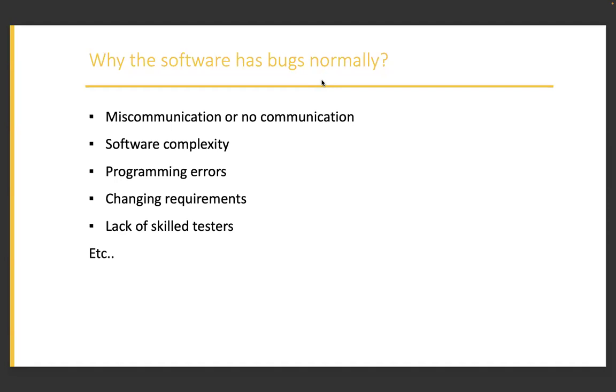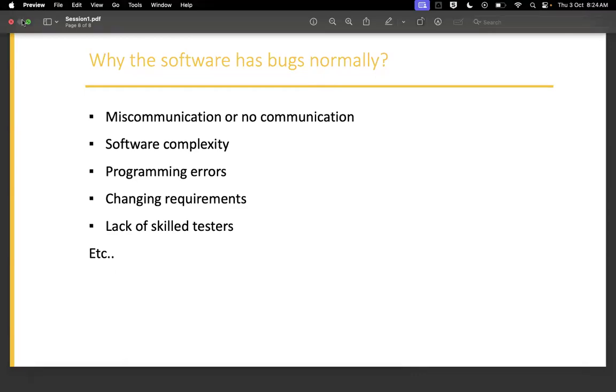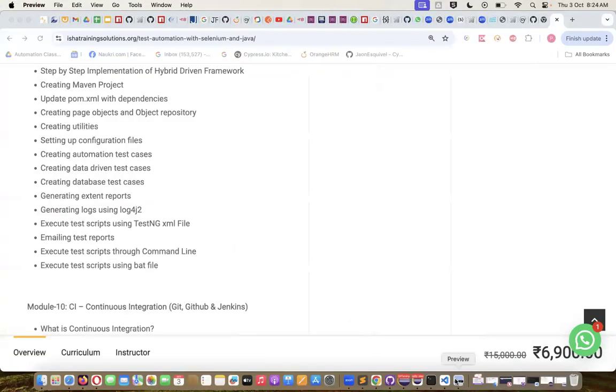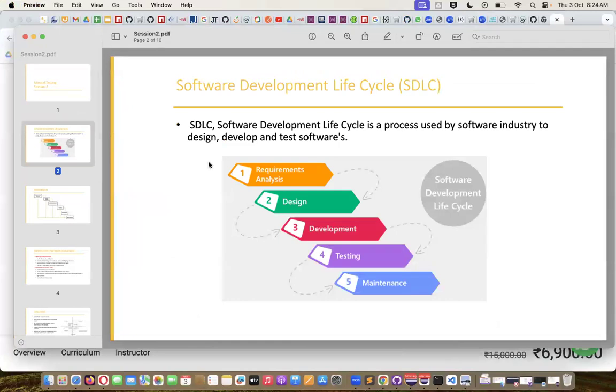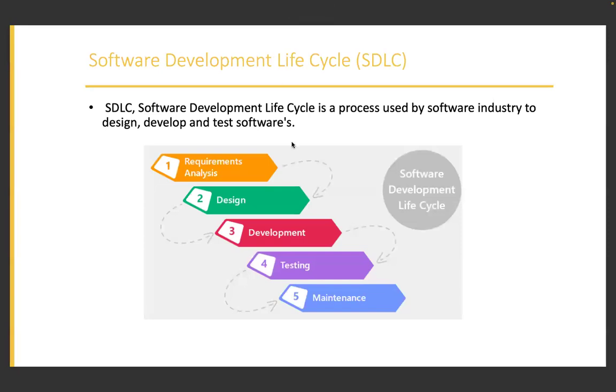Moving on to the next part. I told you I'll quickly go through each and every topic. So we have something called the SDLC lifecycle. The SDLC lifecycle is a process used by the software industry to design, develop, and test software. In total we have two cycles: one is the software development lifecycle, and the other is the software testing lifecycle. The software development lifecycle is the one you can see right now.